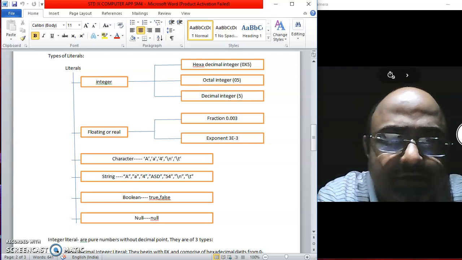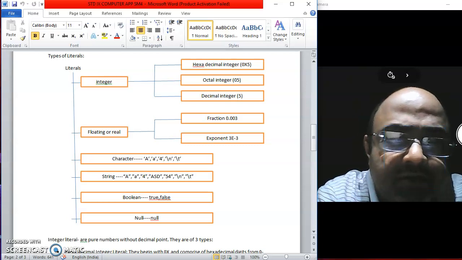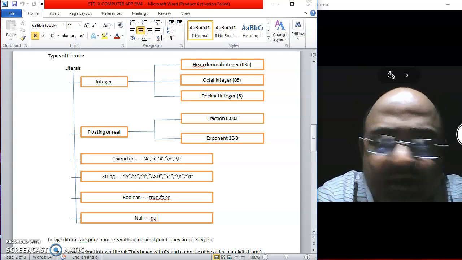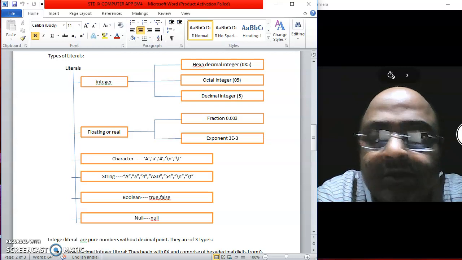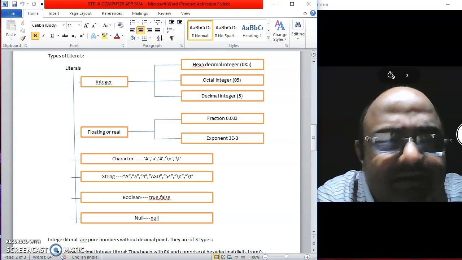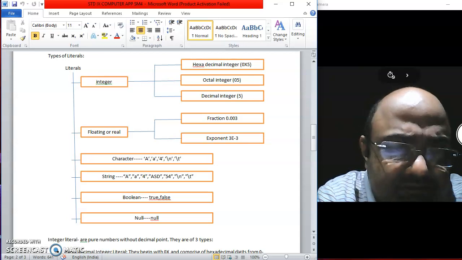Now, moving on to the next topic. We were discussing tokens in the last class, and I had already discussed keywords and identifiers. Now, we are going to go into literals. So, what are literals? Literals are the constant data items whose value never changes.